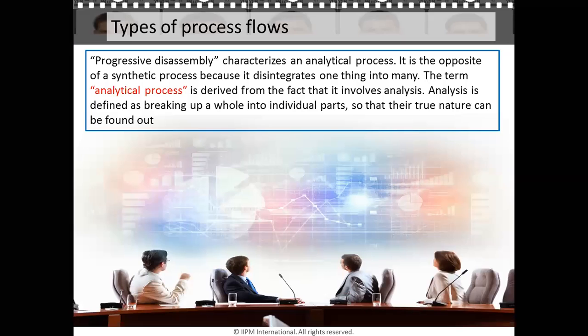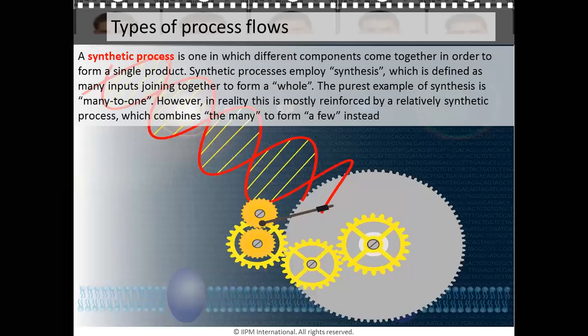Progressive disassembly characterizes an analytical process. It is the opposite of a synthetic process because it disintegrates one thing into many. The term analytical process is derived from the fact that it involves analysis. Analysis is defined as the breaking up of a whole into individual parts so that their true nature can be found out. A synthetic process is one in which different components come together in order to form a single product.